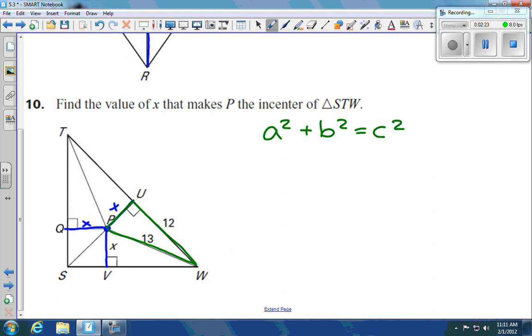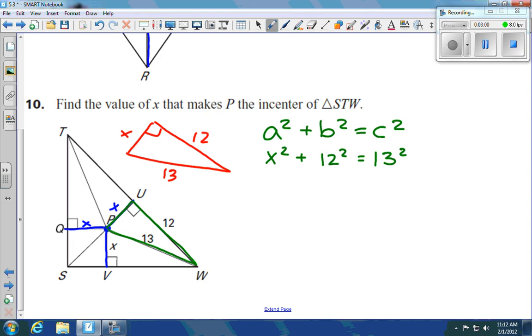Because technically this is a right triangle. So if I pull that triangle out, this is my x. Here's my 90-degree angle. My other leg is 12, and the last side is 13. So my C is always the hypotenuse. It's always your longest side. So I need to plug the 13 in as my hypotenuse, which is C. So that's going to go over here, 13 squared. And the x and the 12, it doesn't matter if you put it in for A or B. So I'm going to say x squared plus 12 squared equals 13 squared.